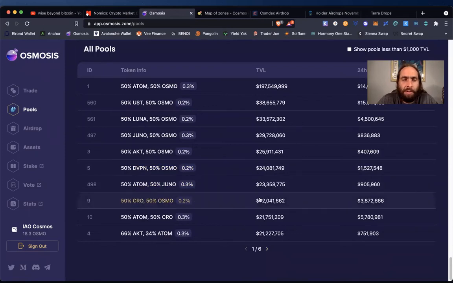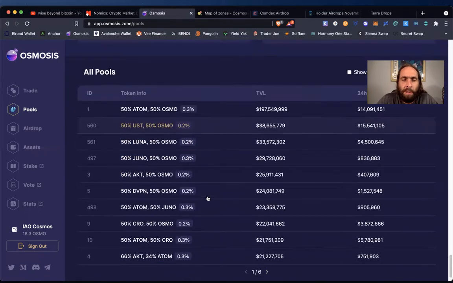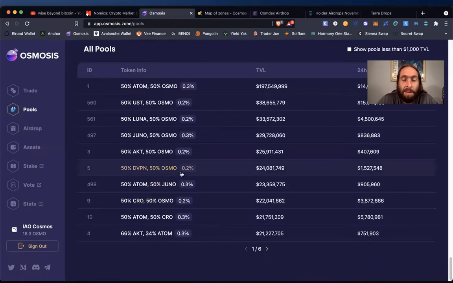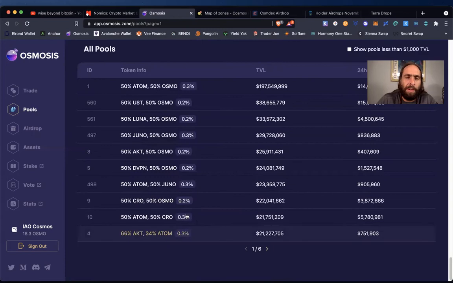And yeah, these are the pools. So you can see the pairs. Most of them are 50-50 pairs. That's common when you provide liquidity, although you'll see here 66-34, which means that when you go to provide liquidity, you'd have to have 66 tokens of Akash for every 34 tokens of Atom. There are a few pages where you can see other token pairs and the percentage of those pairs.